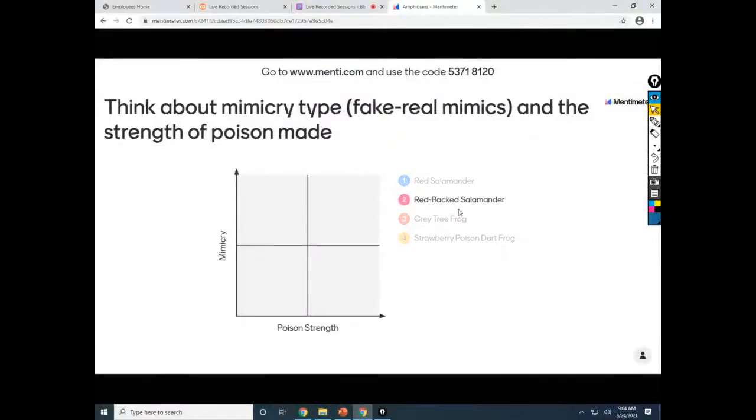As promised from the end of class on Monday, we just finished up looking at the many different types of mimicry. So these are the 4 different types of organisms we looked at. And so what I want you to do, given this 2-dimensional graphic, is think about the relationship for the type of mimicry, that's our y-axis, and the strength of the poison for the type of mimicry that they're using.